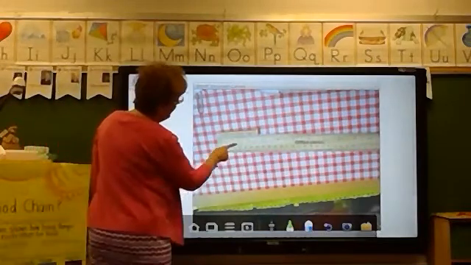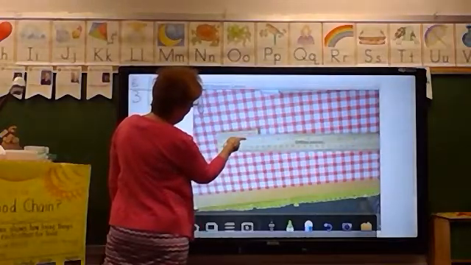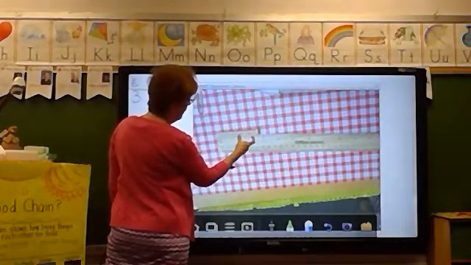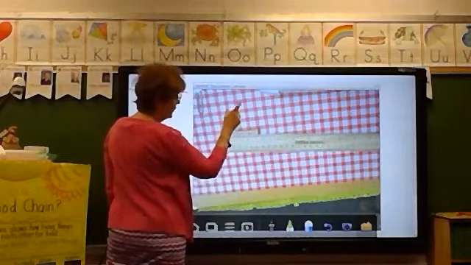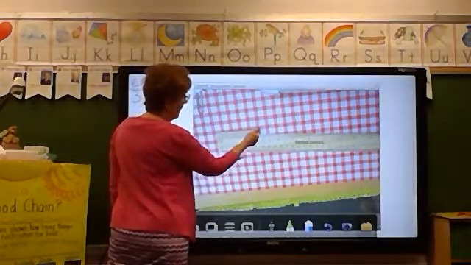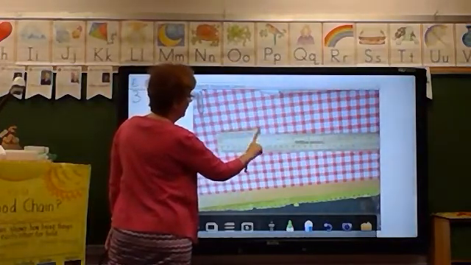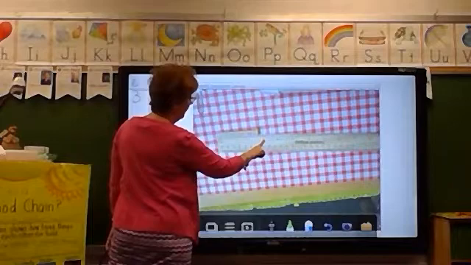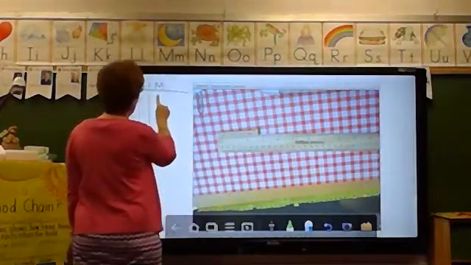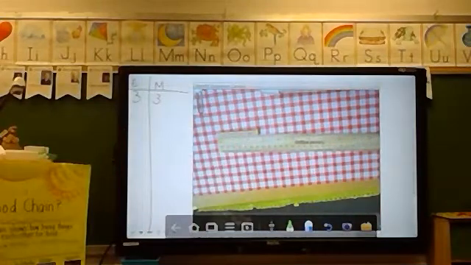But I'm seeing that it is closer to being 3 inches than it is 2 inches, since all we're doing in first grade is measuring to the nearest inch, okay? We're not going to worry about the half or the quarter. We're going to see that it's closer to being 3 inches than it is 2 inches, so we're going to say that it measures 3 inches, okay?